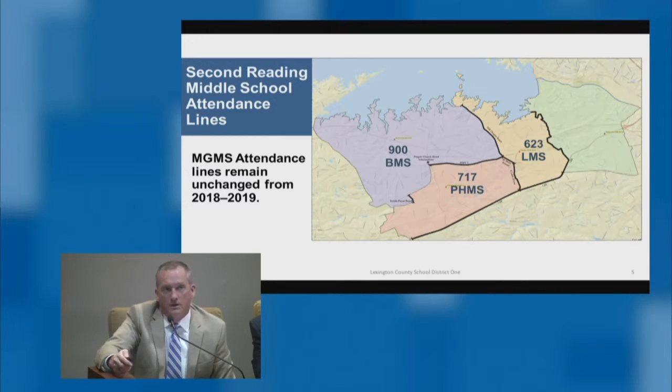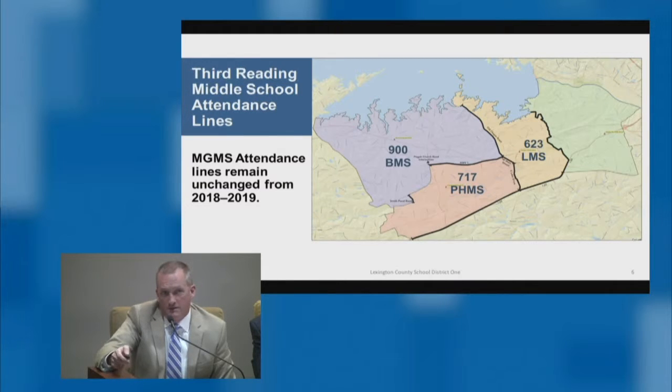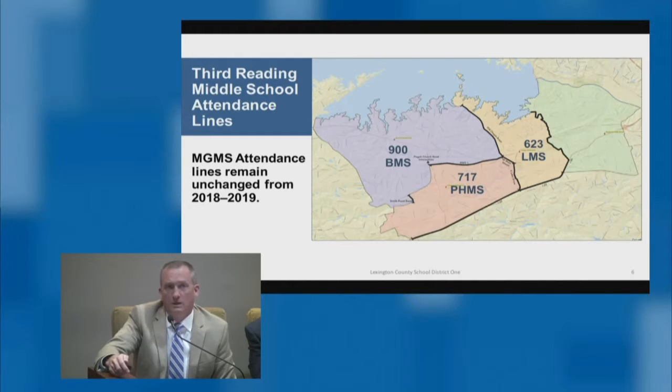And so after hearing additional feedback and making considerations for the things that came in, we're recommending tonight for third reading those same lines that we had before, with Beechwood being in this area, Pleasant Hill again here, and Lexington Middle School in this area. So this is the current Lexington Middle Meta Glen boundary, and so we would propose to leave that unchanged. A portion of Lexington Middle School would go into Beechwood, and a portion would go into Pleasant Hill Middle School.